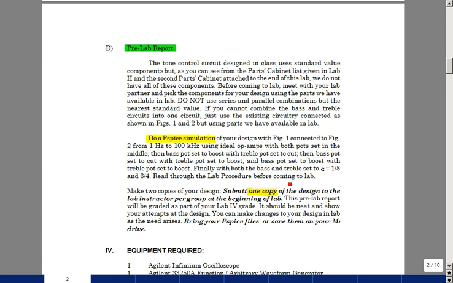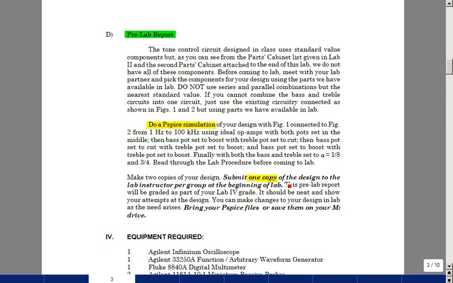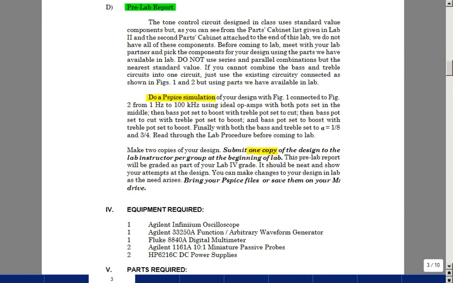Please read through the lab procedure part of this lab, besides the lab lecture, because there'll be a quiz at the beginning of the lab. Again, I'd like you to make 2 copies of your design. Submit one to your lab instructor at the beginning of lab, and then hang on to the other one because you'll need it for building and testing the circuits. You may want to also bring your piece-by-piece files so you can check out the actual values you are measuring and be able to verify that your design is working. And this is lab number 4, a bass and treble control.